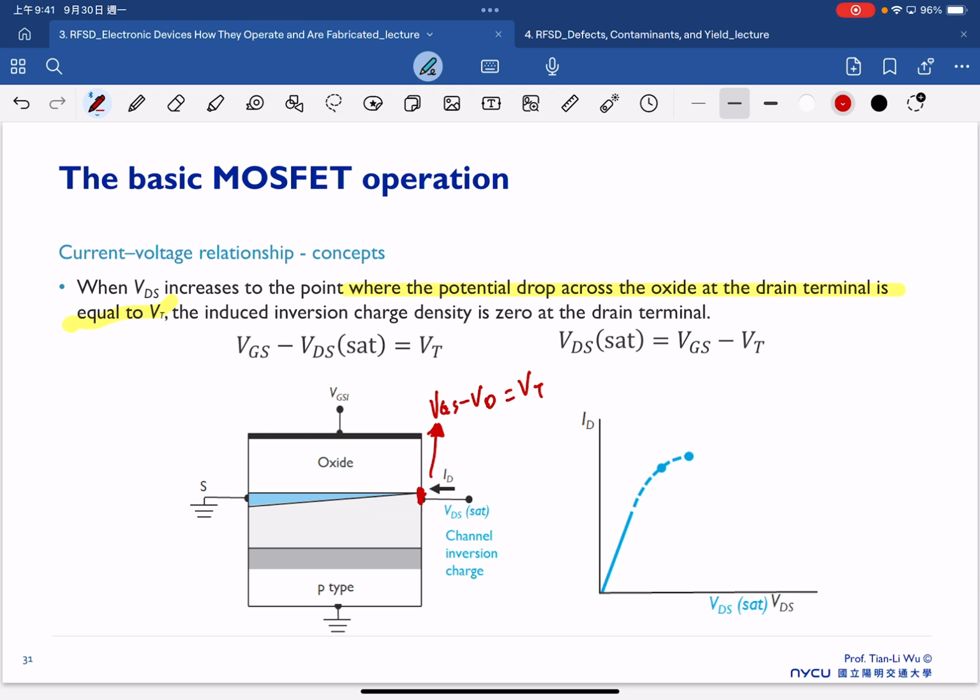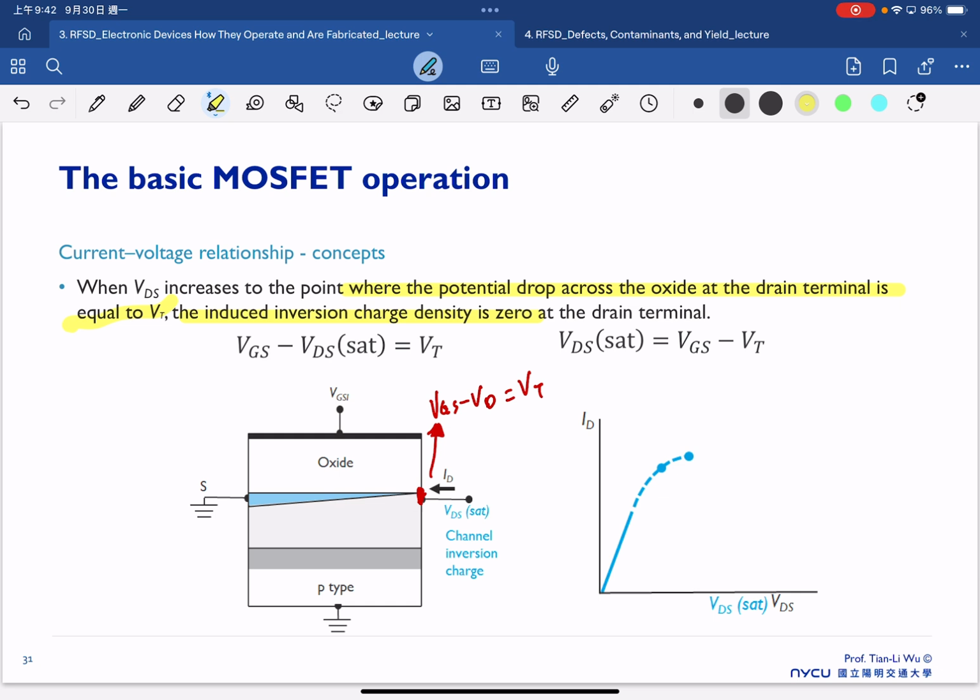Now we have to recall the basic definition of threshold voltage. The basic definition for threshold voltage is the bias at which we can start to induce the inversion electrons in the channel. So if our gate to drain voltage drop comes back to equal our threshold voltage, that means our inversion electrons will be equal to 0 at this terminal. So the induced inversion charge density is 0 at the drain terminal.